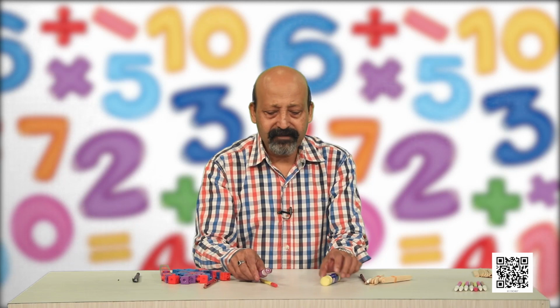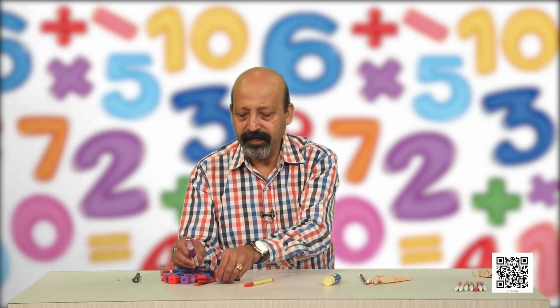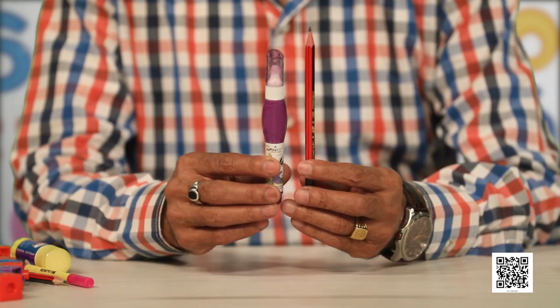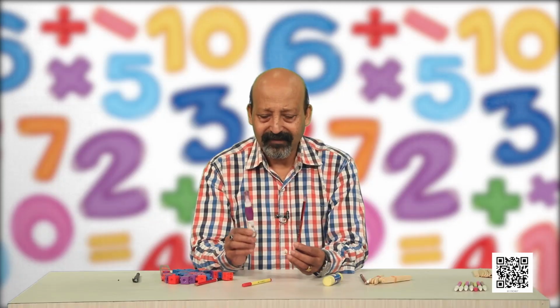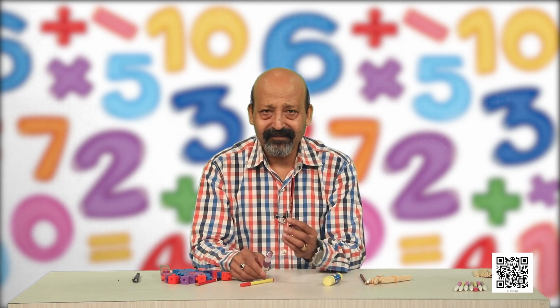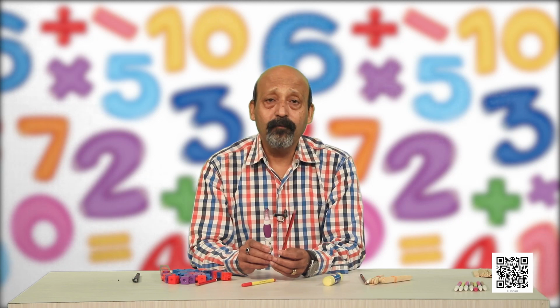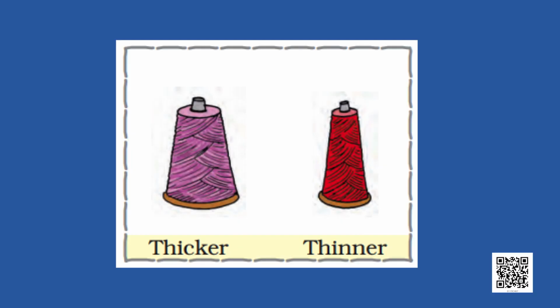Now, I have these two objects with me. Can you tell me which is thicker and which is thinner? Yes, this one is thicker than this and this is thinner than this. Let us see a few objects on the screen. One is thicker, another is thinner. These are two thread rolls. One roll is thicker than the other roll. The other roll is called thinner.